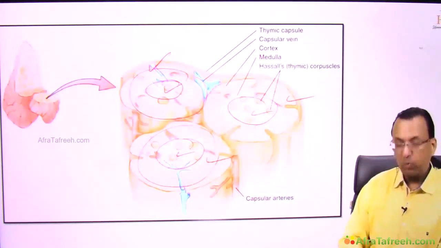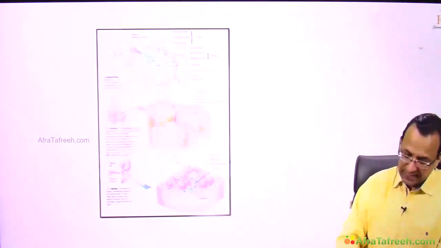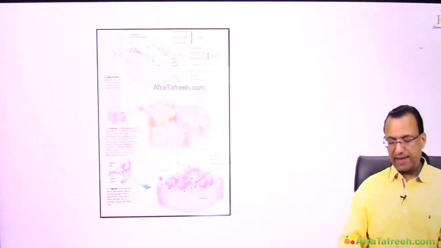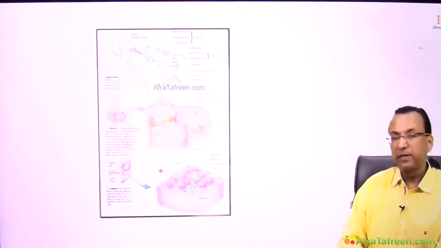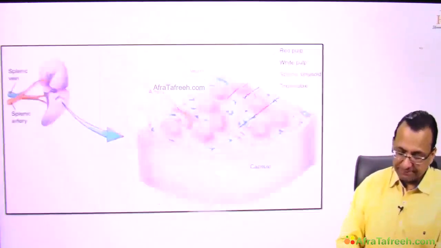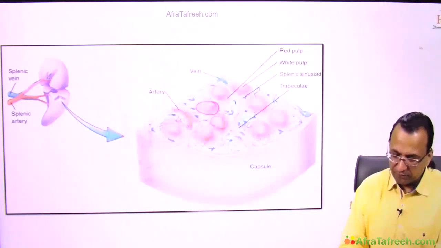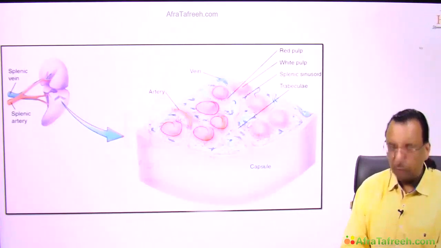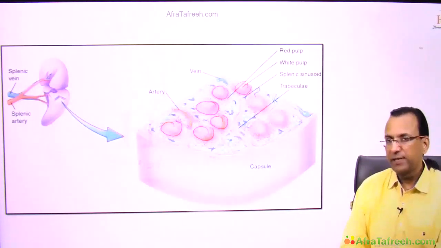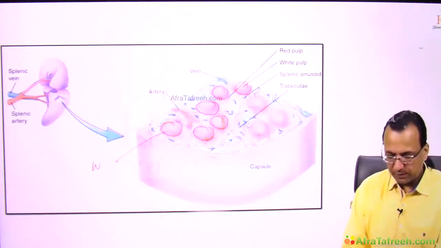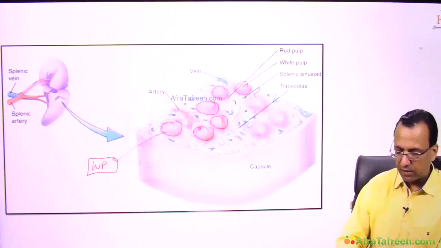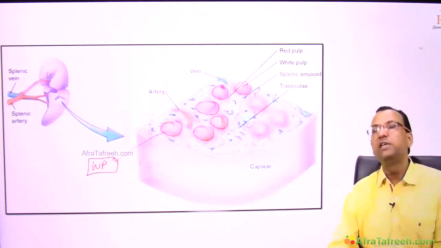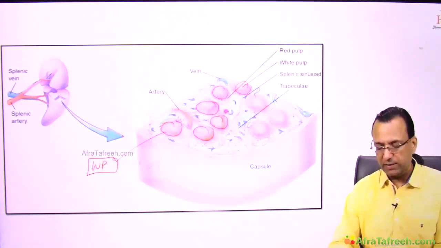And what about the spleen? If you say spleen, then it will have red pulp and white pulp. What is this red pulp and white pulp in spleen? You see that there are some lymphoid follicles. And what is inside the lymphoid follicles? Lymphocytes. It is white pulp. So there are some lymphoid follicles which are lymphocytes, the WBCs. Yes, WBCs, that is why it is white pulp.